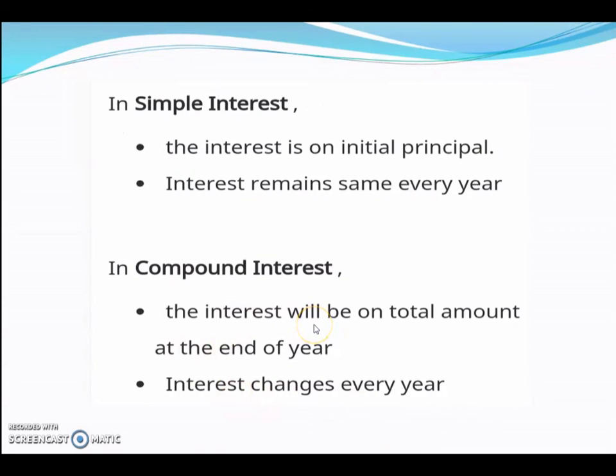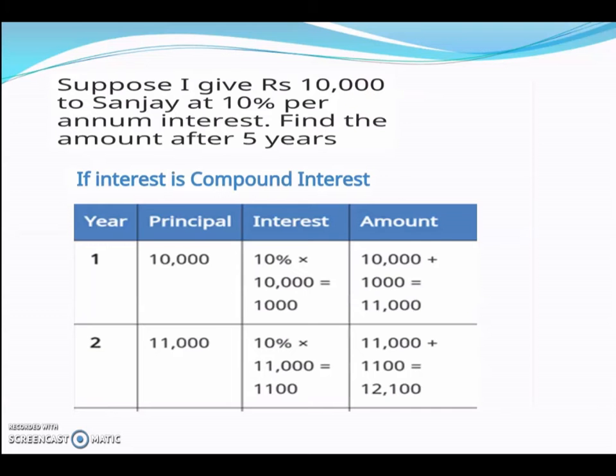Now, in compound interest, the interest will be calculated on the total amount at the end of the year, and interest will change every year. Now how this will happen, we'll see in the problem. The same problem which we have seen now, we will solve for compound interest. In this case, we are finding the compound interest at the end of 5 years.